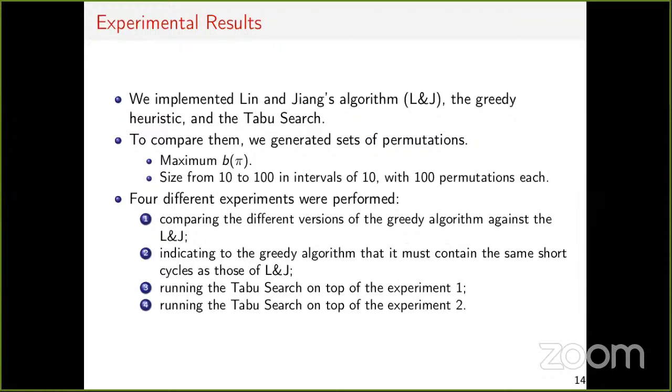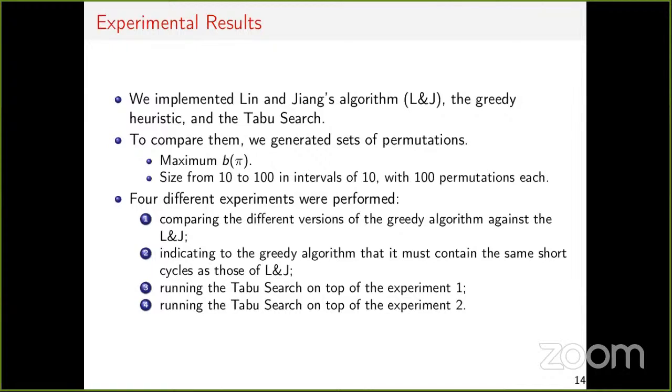So given these heuristics, we implemented the Lin-Jiang algorithm and both heuristics presented to analyze their performance. To compare them, we generated a set of permutations. Each permutation has the maximum number of breakpoints, and the size goes from 10 to 100 in intervals of 10, with 100 permutations of each size. And we performed 4 different experiments.